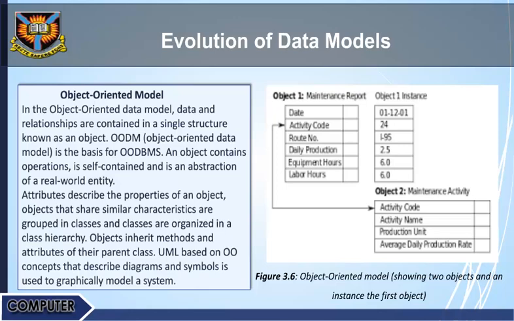Object 1, Maintenance Report: date, activity code, route number, daily production, equipment hours, labor hours. Instance: 01 12 01 24 1.95 2.5 6.0 6.0. Object 2, Maintenance Activity: activity code, activity name, production unit, average daily production rate. Figure 3.6, Object-oriented model showing two objects and an instance, the first object.